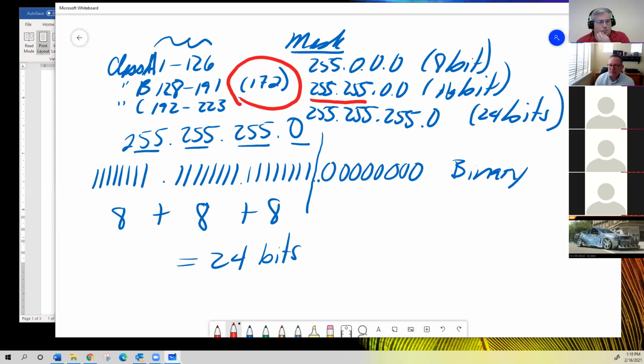Okay, so that's where these bits come in. Go ahead. The 255, does that tell us which class it's in? Which one? The 255, the 8-bit, 16-bit, 24-bit. Okay, so yeah, these numbers here.